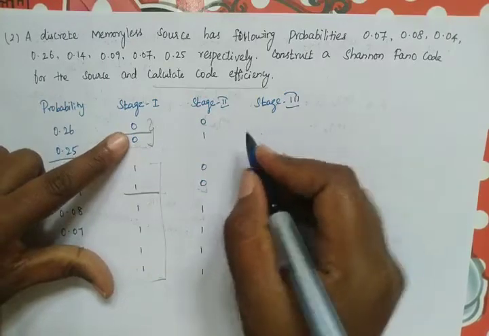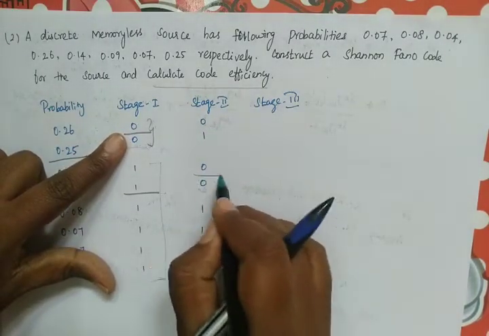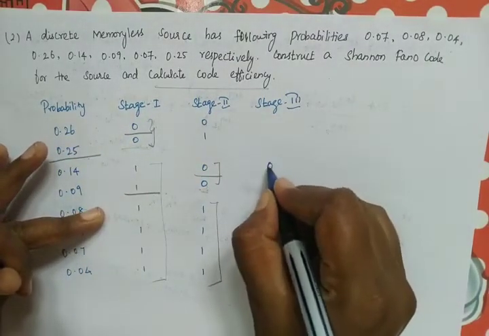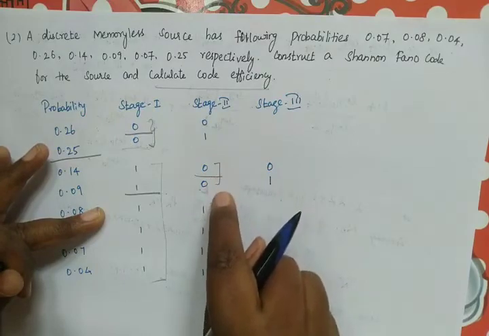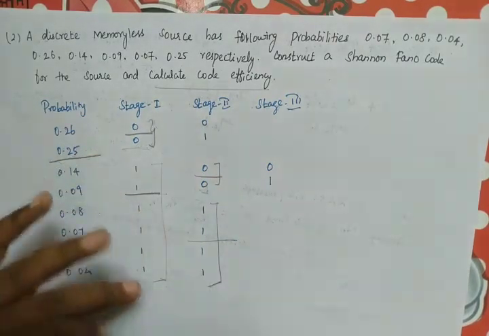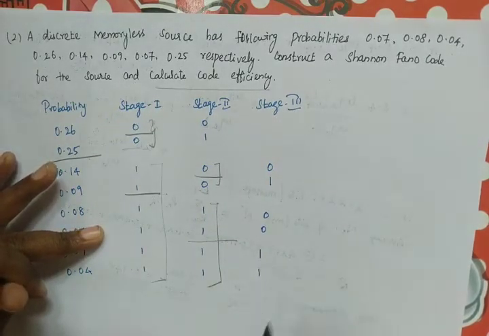Then let us move on to stage 3. In stage 3, you should not carry this because this is over. In stage 3, this is the 0 group and this is the 1 group. So the 0 group should be split like this, and the line above this is 0, the line below this is 1. And here we have 4 zeros. Now let us split this into 2. The line above this is 0, the line below this is 1.